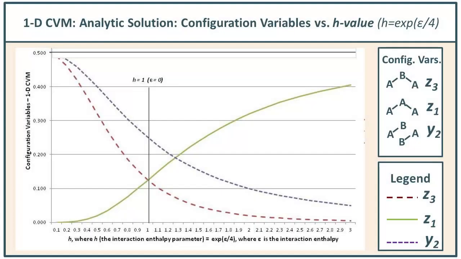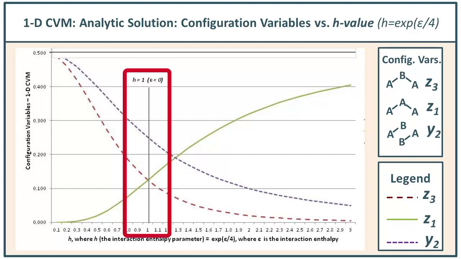So let's have a little look at this analytic graph that I've referred to so often and get a sense for what to expect as we change the nature of the data. First, you'll notice that vertical line, it's centered at h equals 1 or epsilon equals 0, and h is a function of the interaction enthalpy parameter, epsilon 1, simplified here to simply epsilon. In fact, h is the exponent of epsilon over 4.